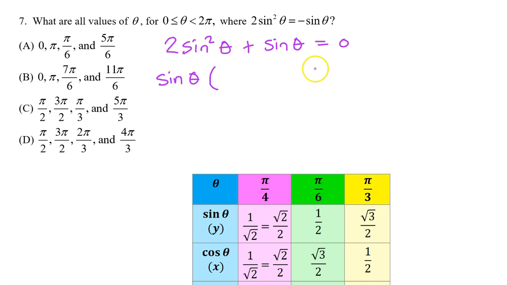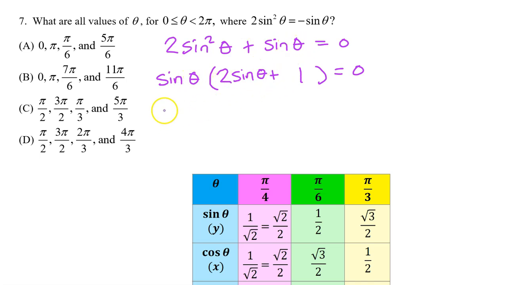And we can figure out what goes inside of the parentheses by dividing each term by sine theta. 2 sine squared theta divided by sine theta will leave behind 2 sine theta. Sine theta divided by sine theta is 1. So we factored it.